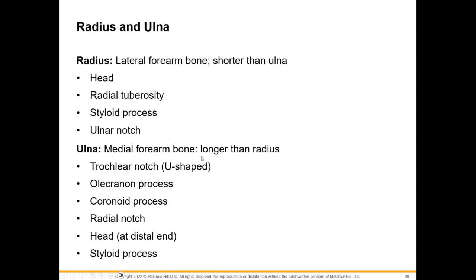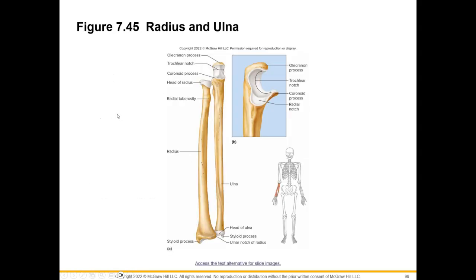The ulna is the medial forearm bone on the inside, the pinky side. It's longer than the radius. It has a trochlear notch, an olecranon process, a coronoid process, a radial notch, a head, and a styloid process. Again, you only have to know the parts that are on the list I've provided to you, the bones to know.